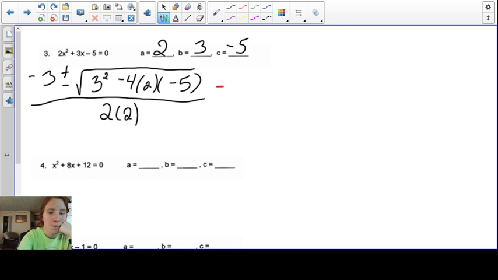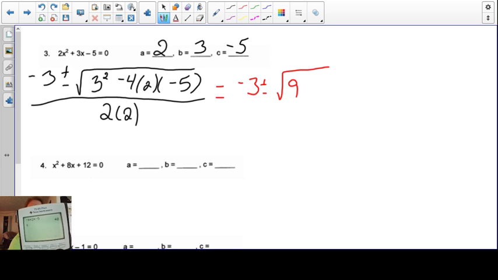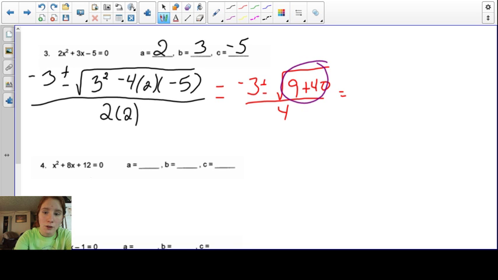Okay. -3 plus or minus 9. 3 times 3 is 9. And then I'm going to have -4 times 2 times -5, which is 40. And it's positive, so we're going to add, all over 4. So this here essentially will give me the square root of 49.